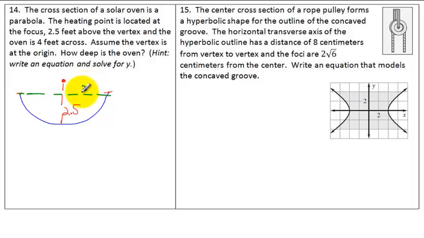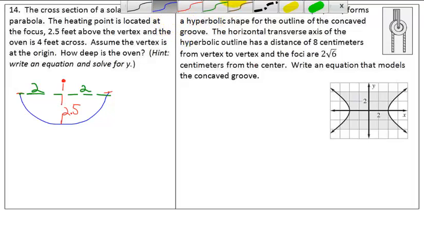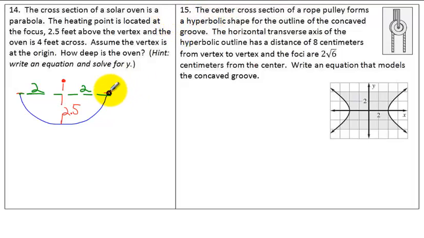The focus is somewhere else. But if it's 4 feet across, that means it's 2 on one side and 2 on the other side. And the reason that's so important is because we can say that this is a coordinate point. If the vertex is at 0, 0, which is the easiest way to think of this, then this coordinate point right here is at, what's this distance? From here to here, that's a distance of 2. So the x value is 2, and the y value is something that we don't know.